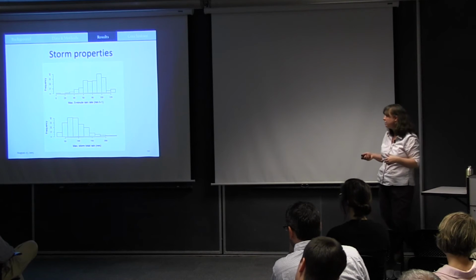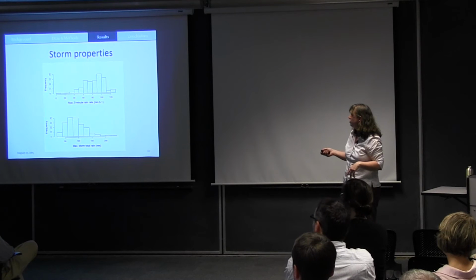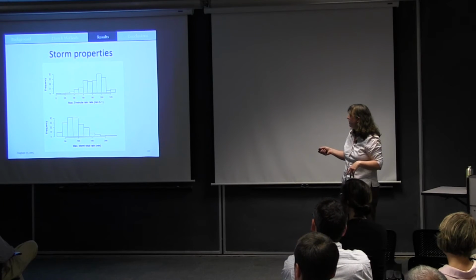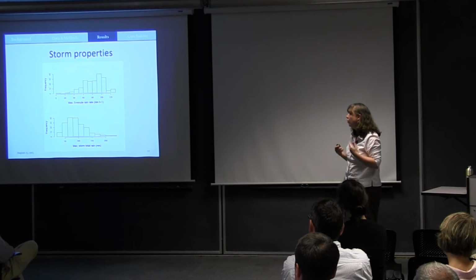So again, this is the maximum rate and the maximum depth for the storm, and you can see that most of the storms were pretty intense, 100 millimeters an hour. But lots of them were not very intense. So that's something to keep in mind as we talk about what's causing flash floods in this region.